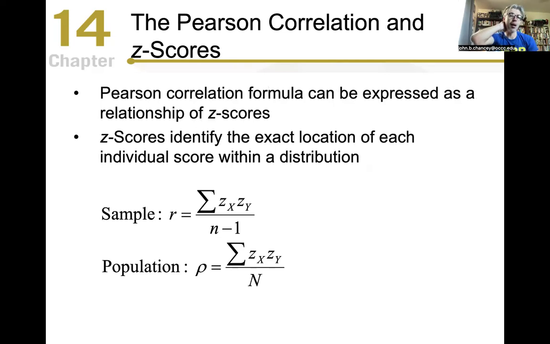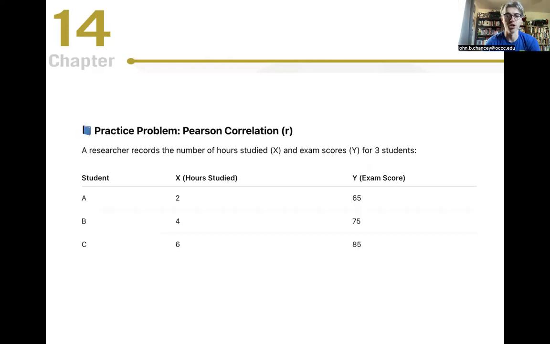Okay, so other things when we're talking about the Pearson correlation, you can express it in terms of z-scores instead. Z-scores identify the exact location of each individual score within a distribution. Remember, on that normal distribution. So we can do the sum of z-scores of X times z-scores of Y over n minus one, if we're talking about sample data. If we're talking about population data, it's a pretty similar concept, except instead of n minus one, we use n, our total population number. So that's another way we can use our correlation equation to find R.